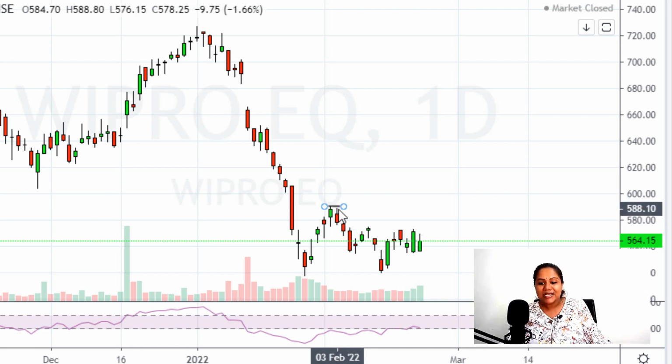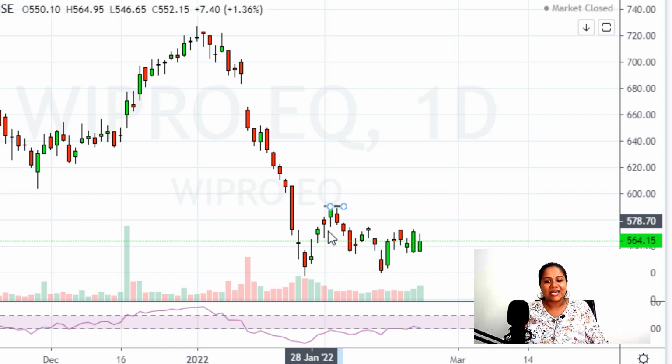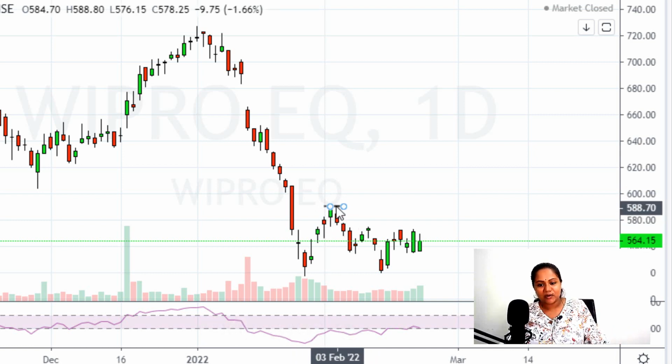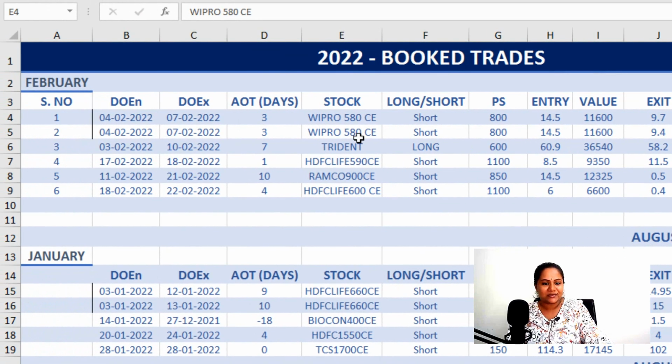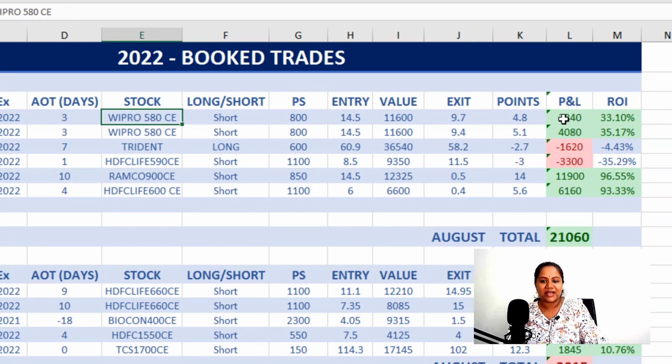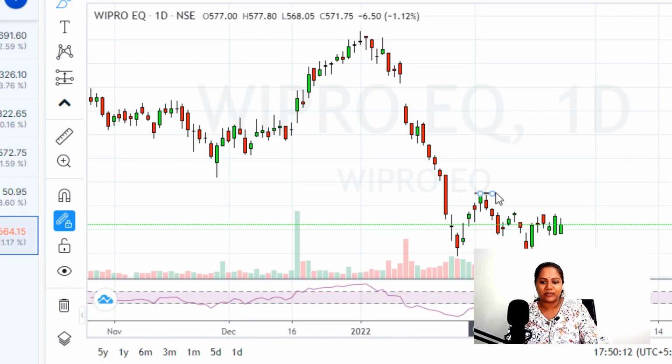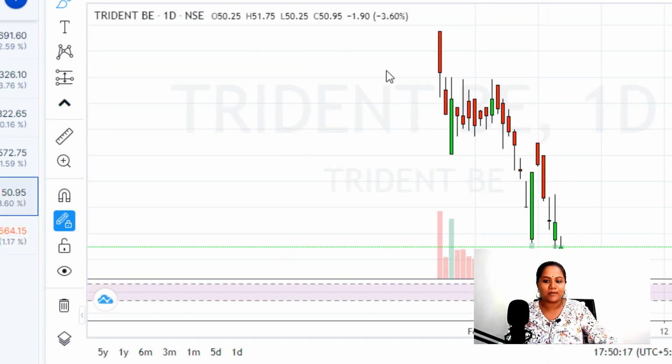I saw this swing high it had made, and using my reversal strategy I was able to understand that this level cannot be broken this month. So what I did was I sold the 580 CE, which had a good premium, I think about 14.5 rupees. Just in a matter of 3 days, I bought it back and booked a profit of about 8,000 rupees in Wipro by selling the 580 call.